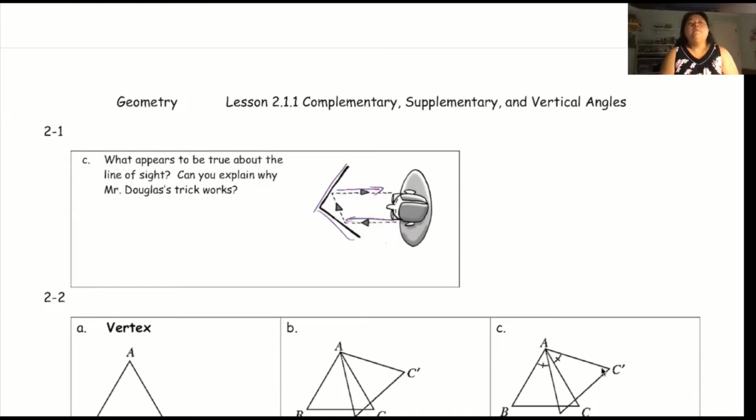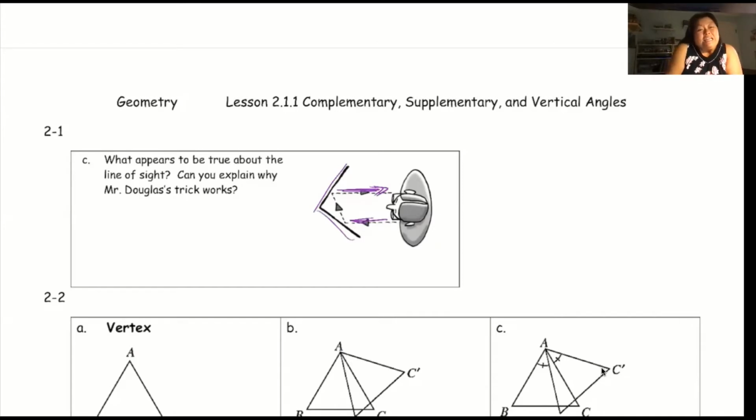Very cool. But what have you noticed? What do you notice about his line of sight? So the two lines that I just emphasized, the line going this way and the line going this way. What do you notice about the two lines? Can you explain why his trick works? All right, so take a minute, think about it.